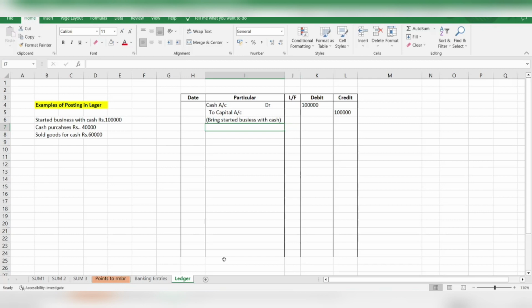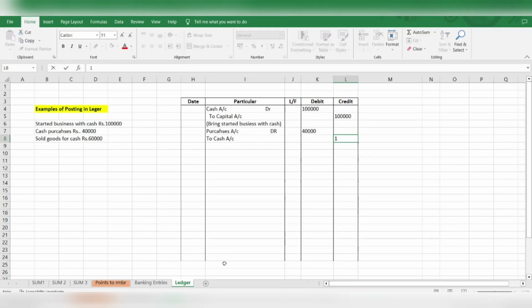Our next entry is cash purchases rupees 40,000. So here purchase account debit to cash account. If you have missed the video on recording the journal entries, attaching the link over here, please go through the video and understand about how to analyze the transactions and post them in our journals. Being purchased goods for cash.